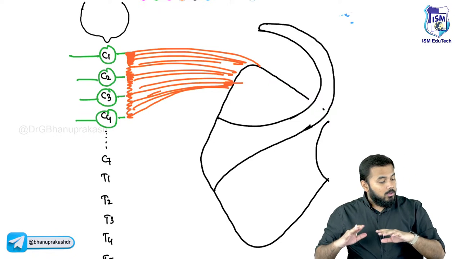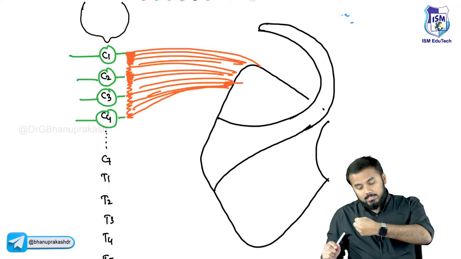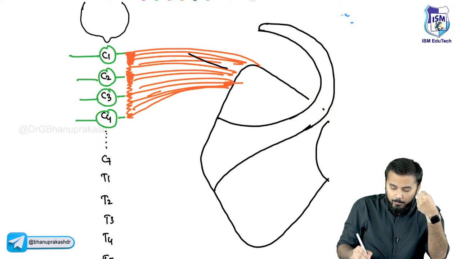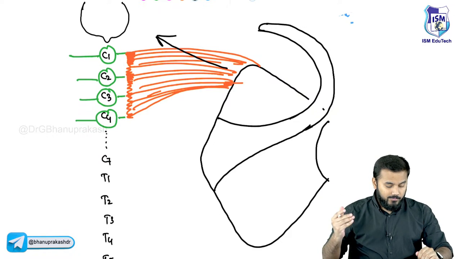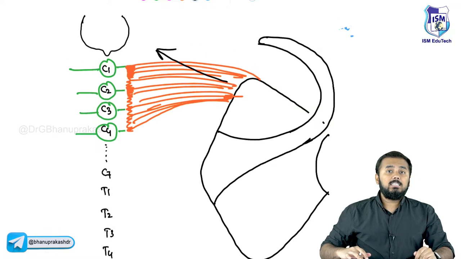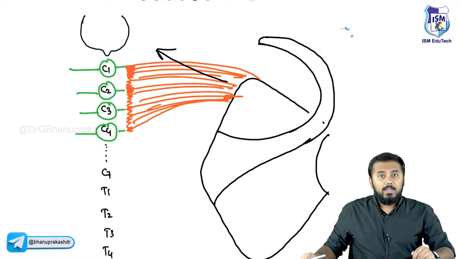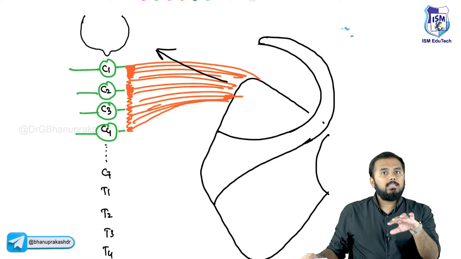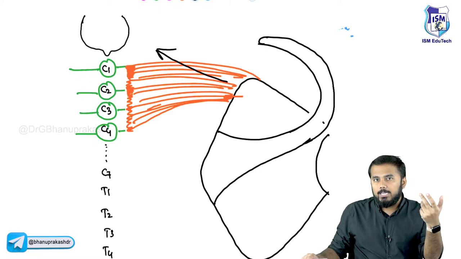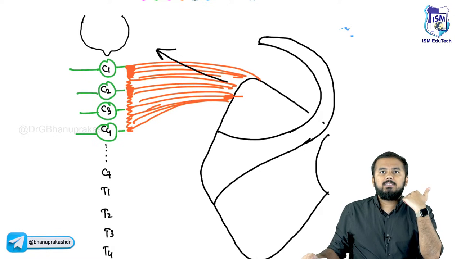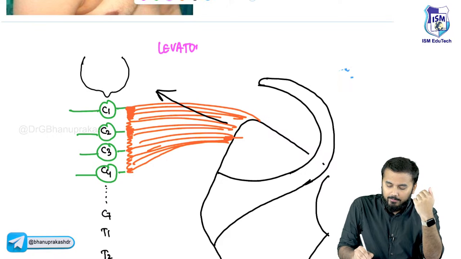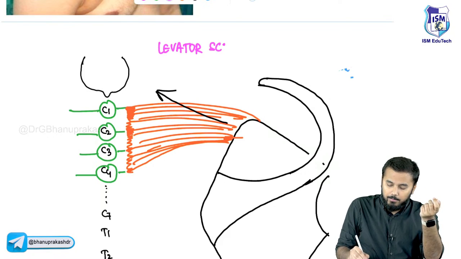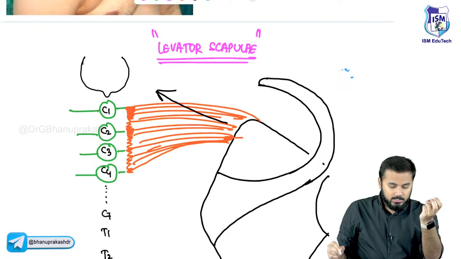Now if it is attaching onto the top of the scapula, for example, if I'm pulling this muscle in this way, will the scapula elevate or depress? Obviously, the scapula will elevate. So this muscle is responsible for the elevation of the scapula. Elevation, in Latin, you call it levation. That is why this muscle is named levator. Levation of what? Scapulae. Levator scapulae.